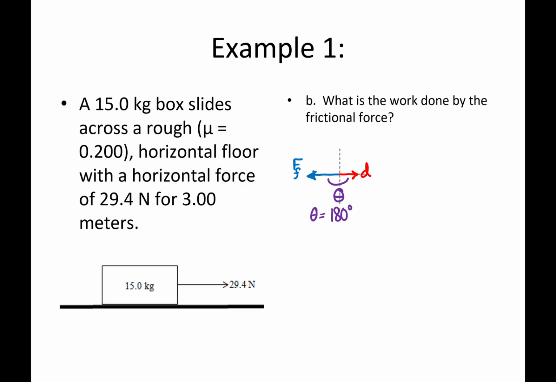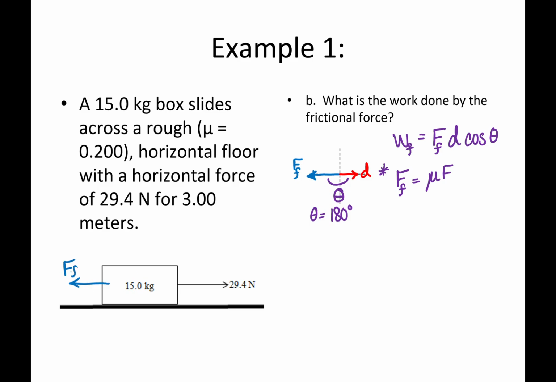So what's the work done by the frictional force? The work done by the frictional force would be the force of friction times d times the cosine of the angle in between them. Well, wait a minute, we weren't given the force of friction. So I'm going to need to use my remembering skills. There was an equation on the equation sheet, and we said that that was just mu times the normal force. Now we're like, crudsickles, we've got to go back and do our normal force.